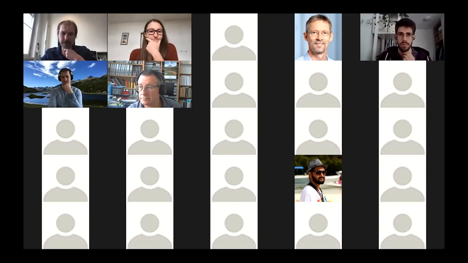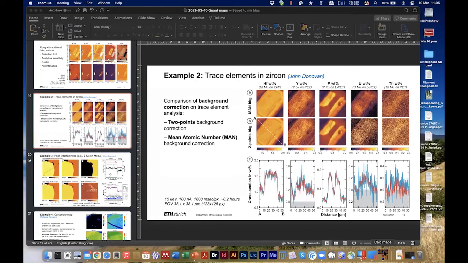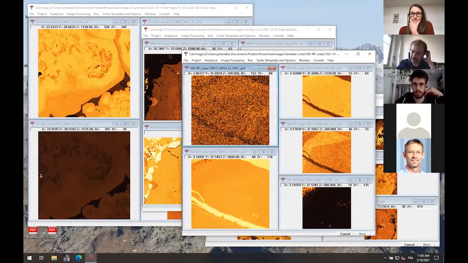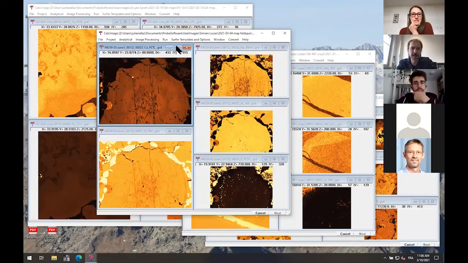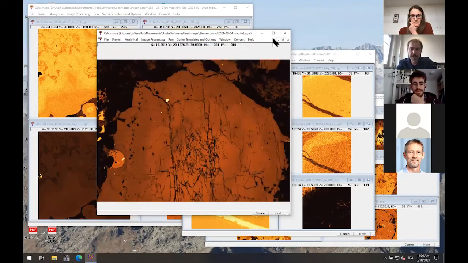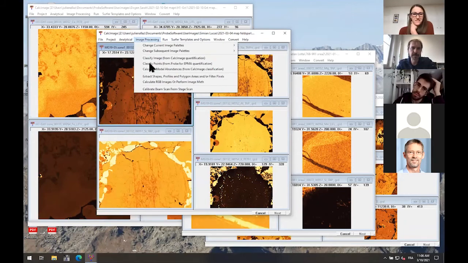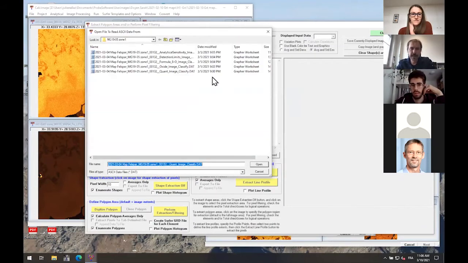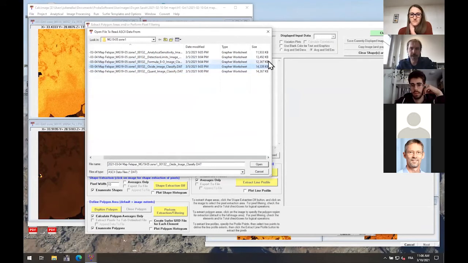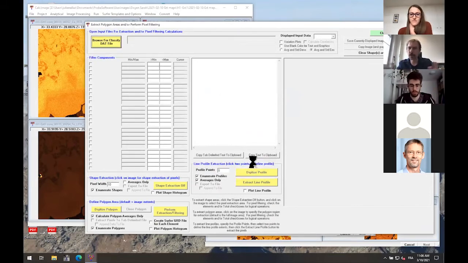Let's have a look live in CalcImage. What do you want to look at? Garnet, feldspar, carbonate? Maybe some feldspar. So this is the feldspar of Luca. We have this map, and I'm going to enter the image processing. Using this menu, I can extract shape, profiles, and polygon area or filter pixels. I can get my quantitative analysis. I'm loading a relatively big file, 14 megabytes, which contains all the maps as oxide weight percent. I could have chosen atomic weight percent as well.